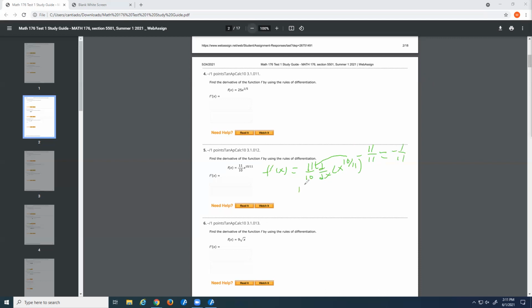And then you'll actually see that this simplifies quite nicely because we have 11/10, and then we have 10/11 that we're multiplying by. So these are going to cancel out. And we'll just be left with x to the minus 1/11, just like this. All right, so that should be about it for number 5.